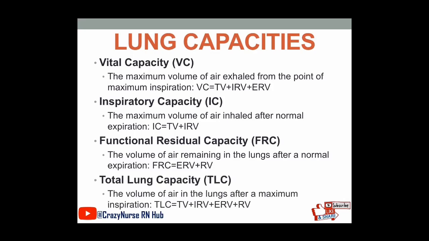Lastly, we have your total lung capacity, or the TLC. It is the volume of air in the lungs after a maximum inspiration. So we have here a formula: TLC equals TV plus IRV plus ERV plus RV. The total lung capacity may be decreased with restrictive disease such as atelectasis and pneumonia and increased in COPD. So these are the 4 categories under your lung capacities.